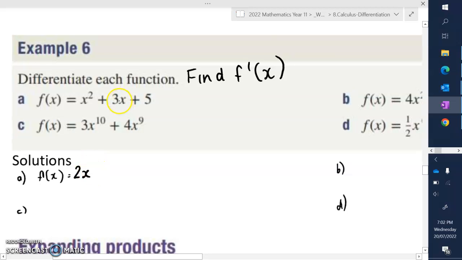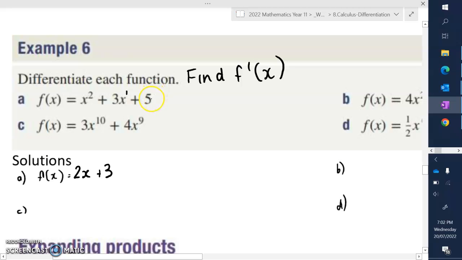I differentiate 3x, so there's this imaginary 1 out the front. The 1 comes down to the front, and 3 is going to times by it. So it's going to be 3 times 1. And my x, let's think of what happens. It's actually got an x to the power of 1 there. So if I take 1 off that, I get x to the power of 0. And x to the power of 0 is just 1. So that's all I get for that, is 2x plus 3.